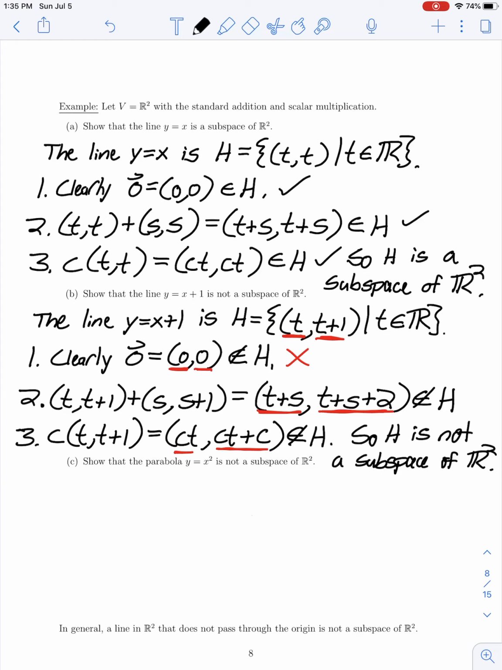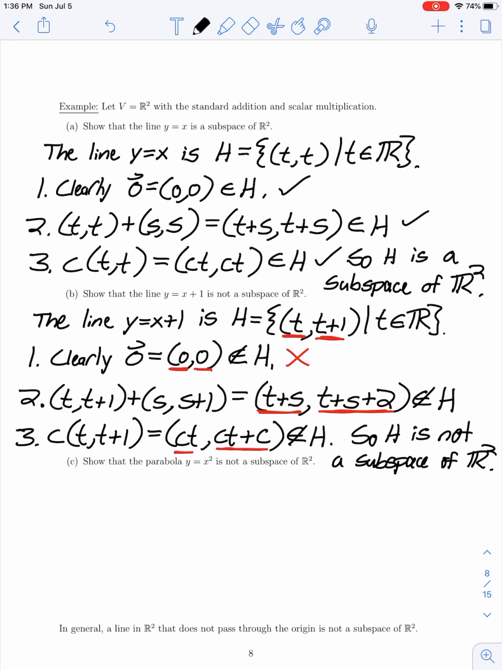Now we could have shown any one of these properties doesn't hold. We don't have to show that all three do not hold. As soon as we find that one property for a subspace is not satisfied, we immediately know that our set is not a subspace. In this example, we're just illustrating that all three properties did not hold.